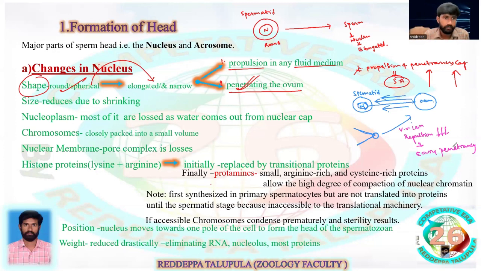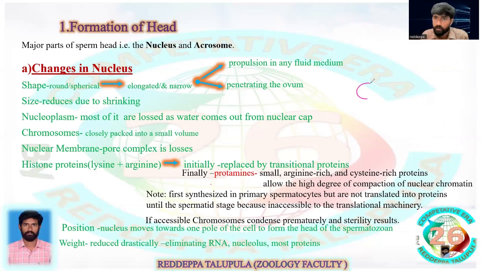If we talk about propulsion, see, a round nucleus is present. If we keep it in a fluid medium, the area of contact with the fluid will be more. Because of that, the repulsion exerted by the fluid on the structure will be more. Thus, forward movement will be slower.